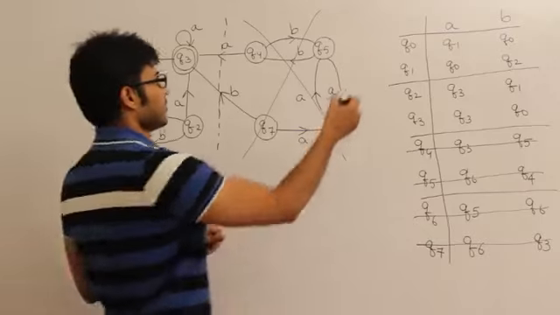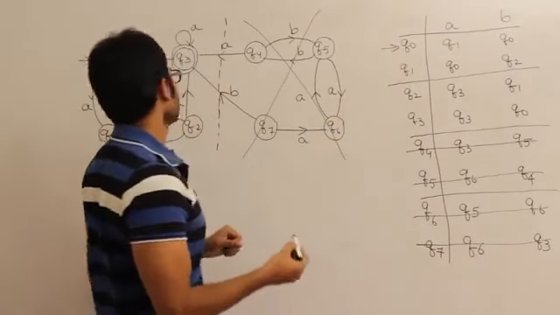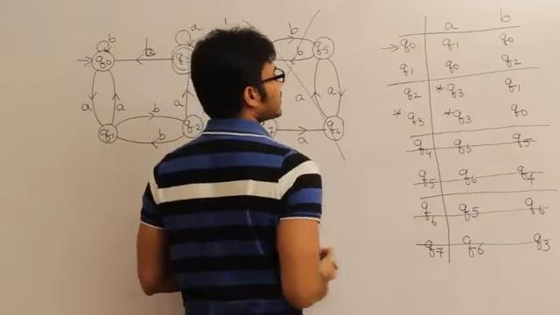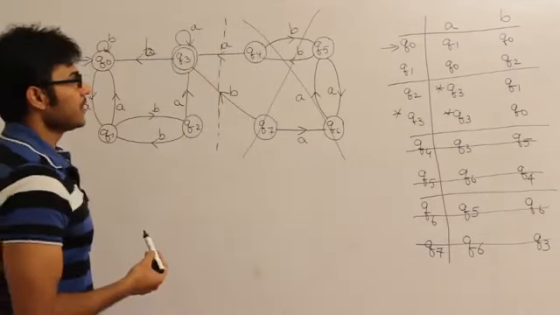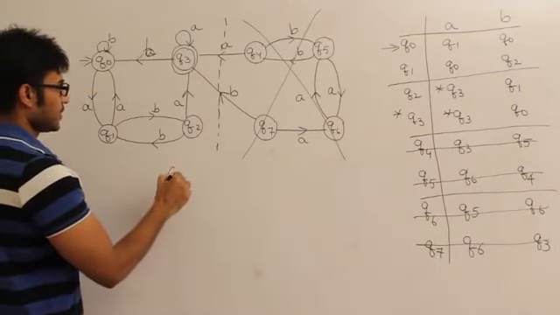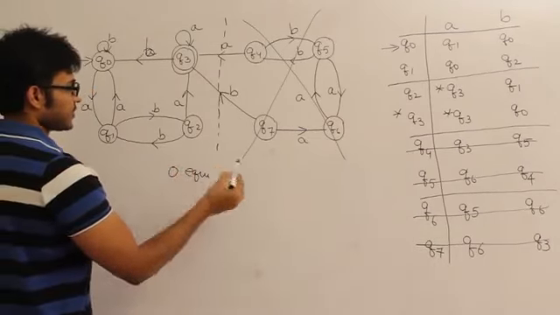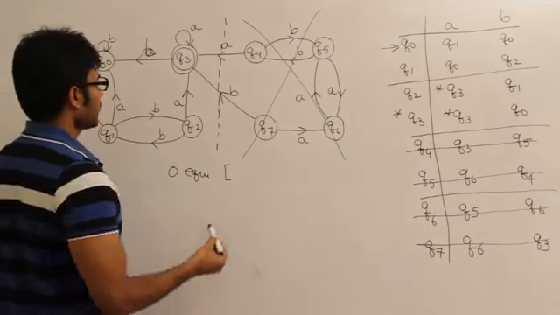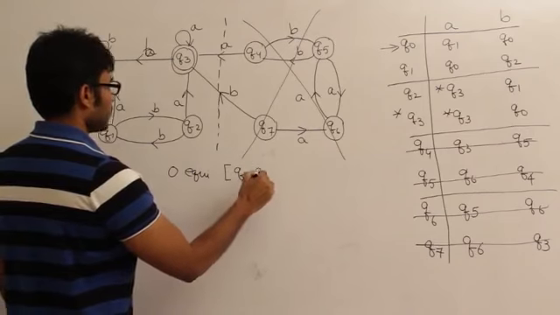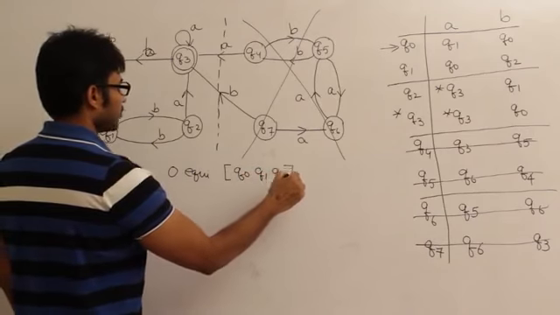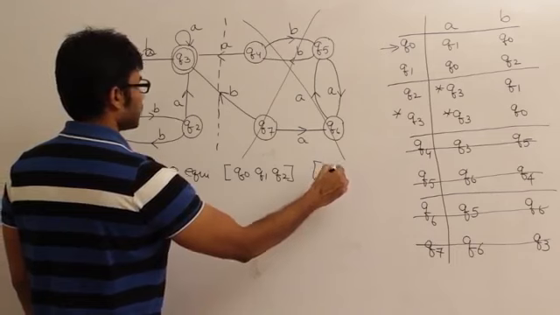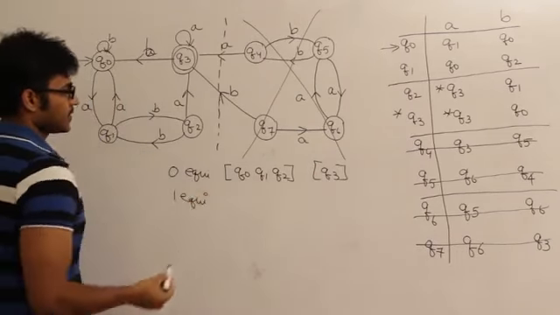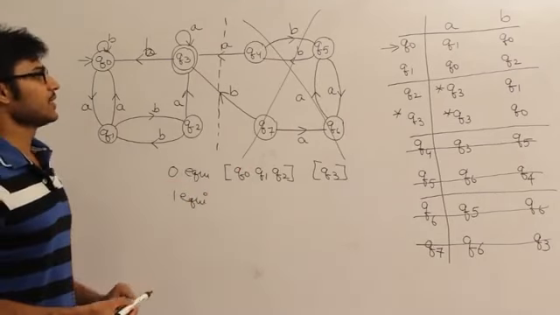What is the initial state? Q0. What is the final state? Q3. Q3 is the final state. Okay, so apply the partitioning method. First one is 0 equivalence: set of non-final states and final states. The non-final states are Q0, Q1, Q2, and the final state is Q3. Okay, 1 equivalent.